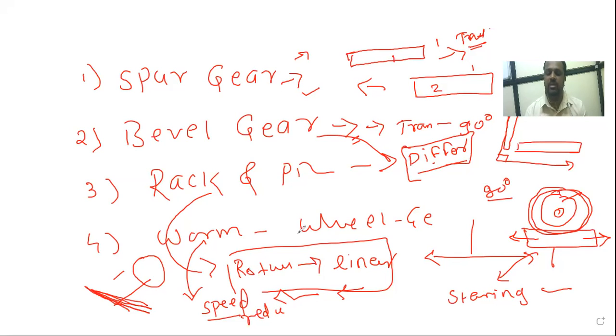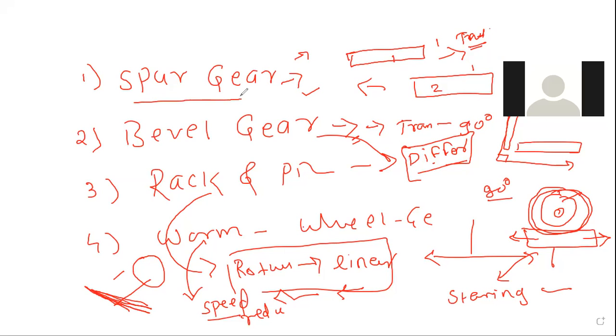Then worm and worm wheel gear. This type of gear we can use for speed reduction purposes. Okay, so this is the primary information regarding the gears. Now we want to try to draw the conventional representation for that particular gear.